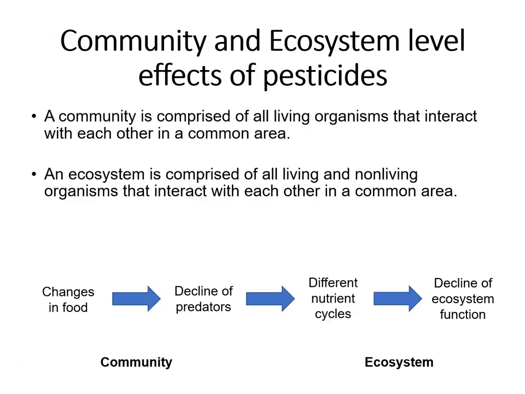A community is made up of all living individuals that interact with each other in a common area, and an ecosystem is made up of all living individuals and non-living organisms that interact with each other in a common area. On the community level, changes in food could lead to the decline of predators, which would then lead to different nutrient cycles and the decline of ecosystem function in ecosystems.